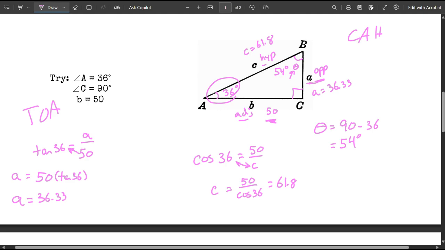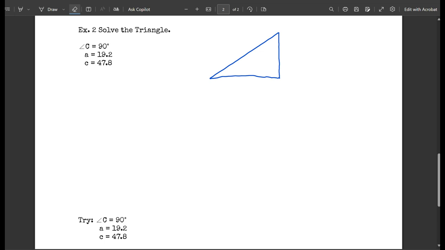And we have completed this triangle. We've solved for all the missing pieces. We found angle B. Angle A was given to us. We found the adjacent side. Or no, that was already given, but we found the opposite and the hypotenuse. So very good. So example 2.